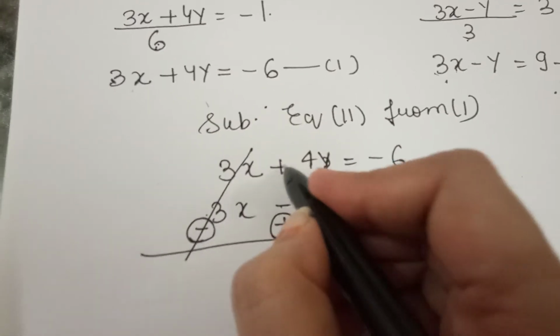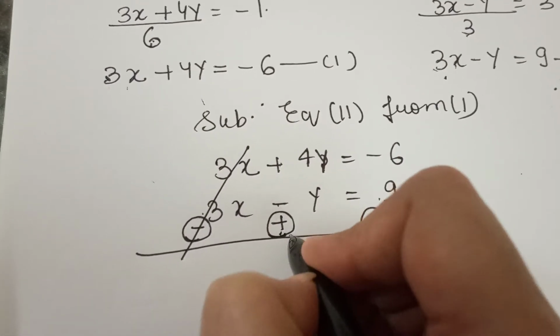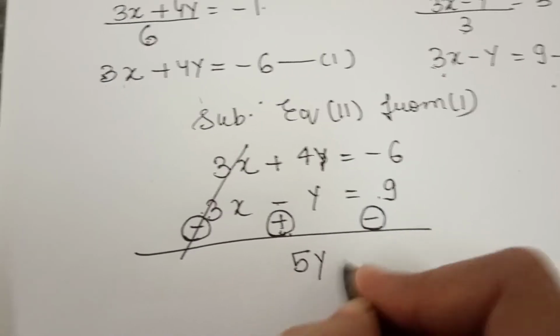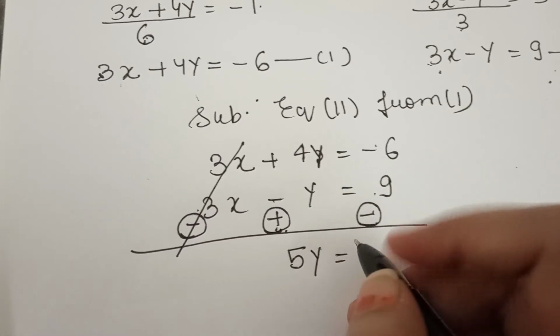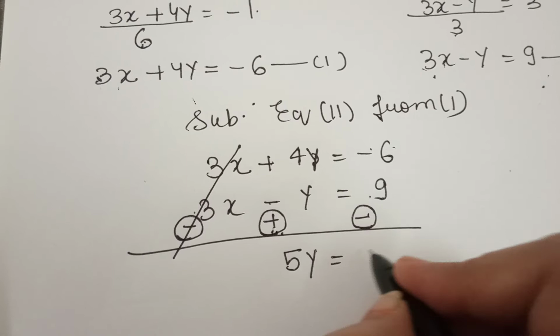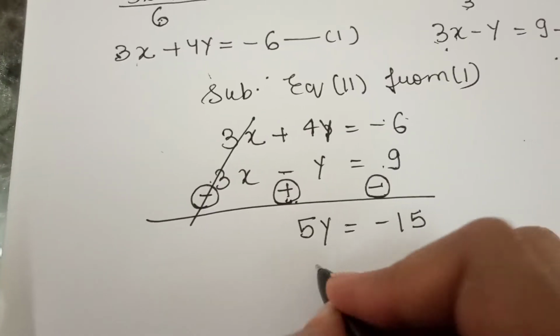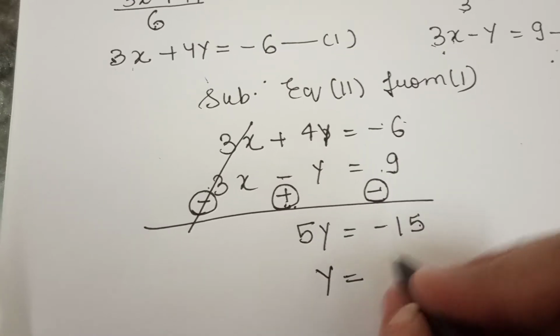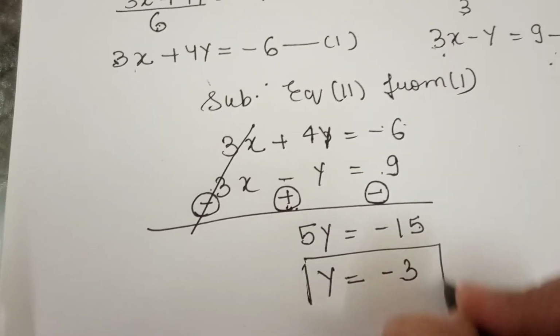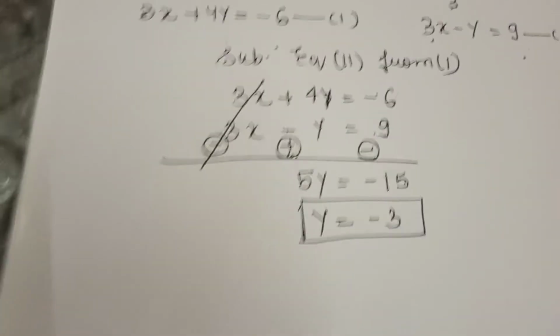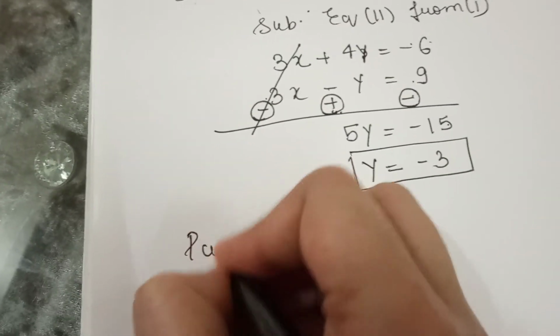Cut. Now plus plus, ये वाला sign consider करेंगे. 5y and minus minus also plus. 9 and 6 is 15, but minus 15. So y value will be minus 15 upon 5, minus 3. ठीक है.